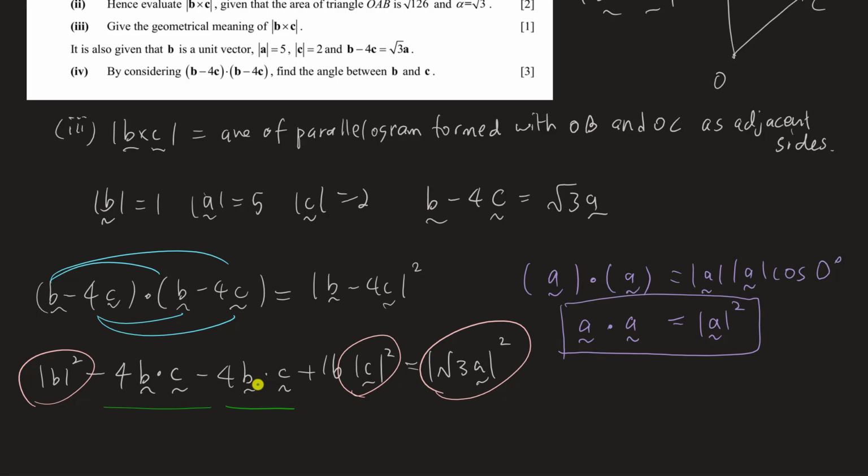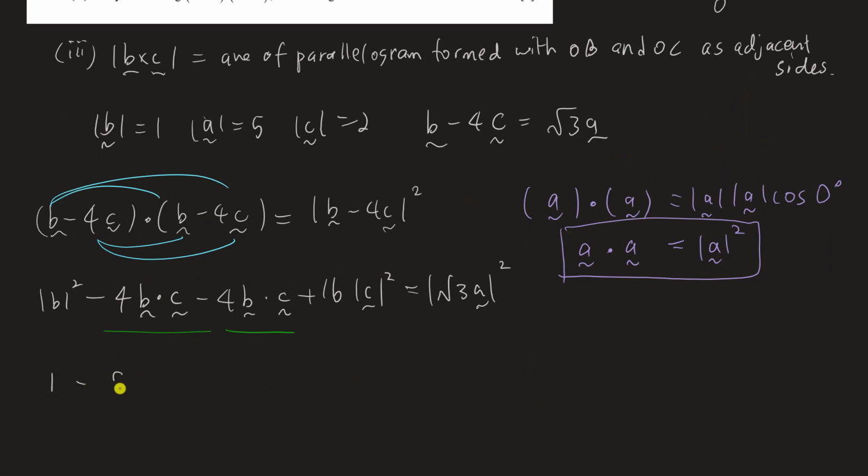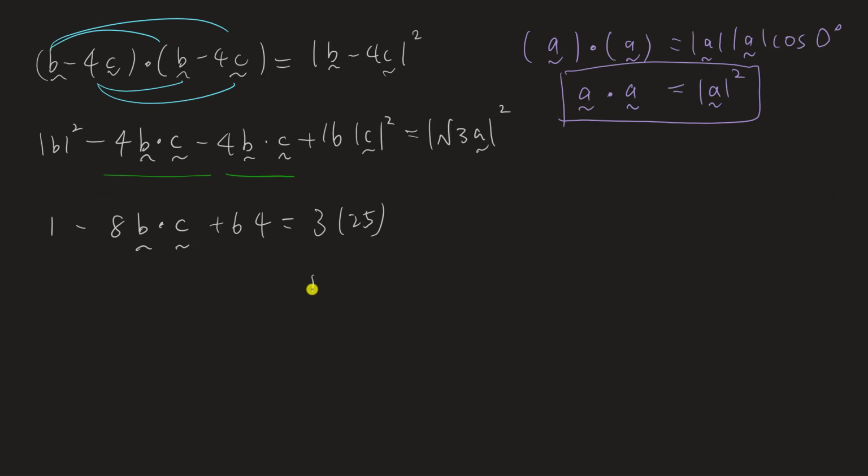And if we were to expand this dot product, the cosine of the angle between B and C will come out. So let me show you what I mean. Mod B whole thing square is just 1 minus 8 B dot C, and then plus 16 times 2 square, 16 times 4, 64, equals to 3 mod A whole thing square, 25. B dot C is equals to, on the left you will just get 1 plus 64 minus 75, negative 10.